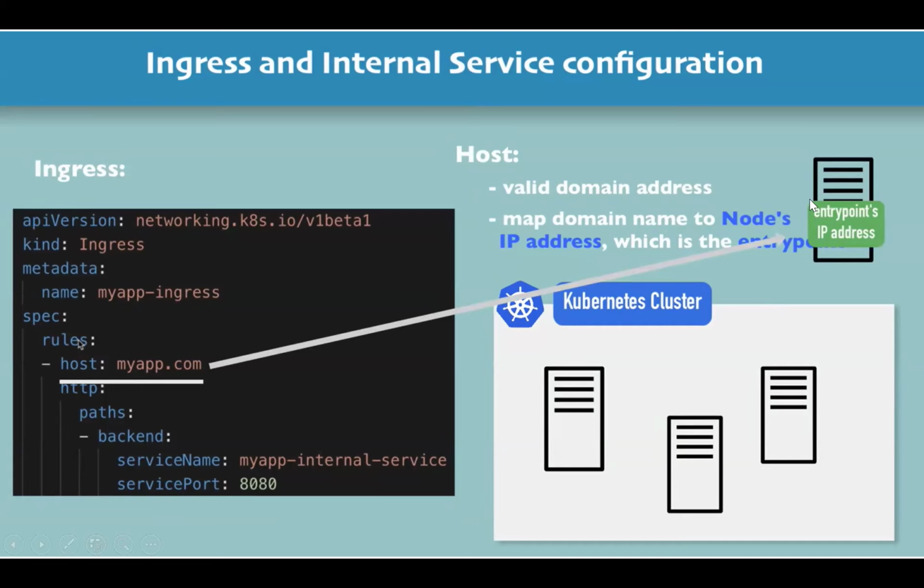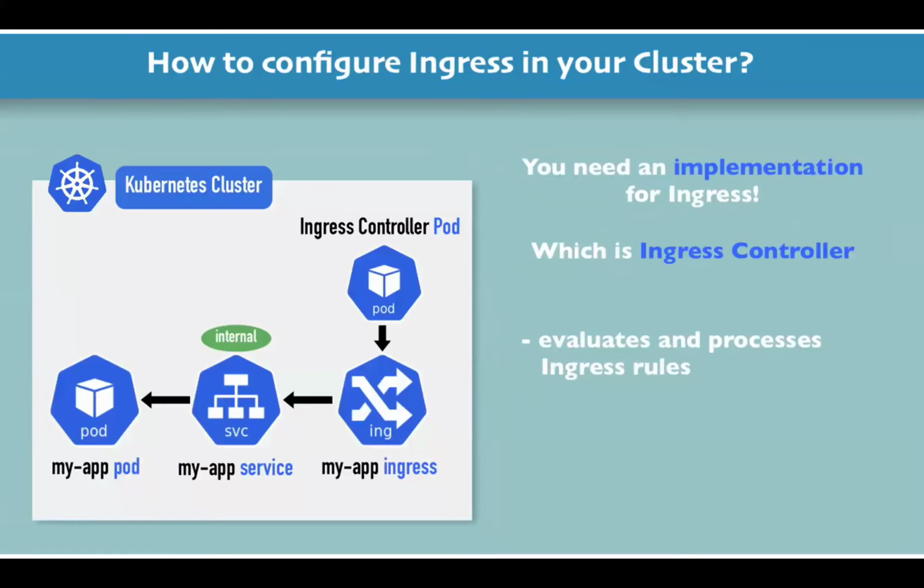So instead of the IP address, this will be our entry point. This is holding everything instead of your IP address. Previously we were using the IP address. Now we will be using the domain name. So this is the Ingress.